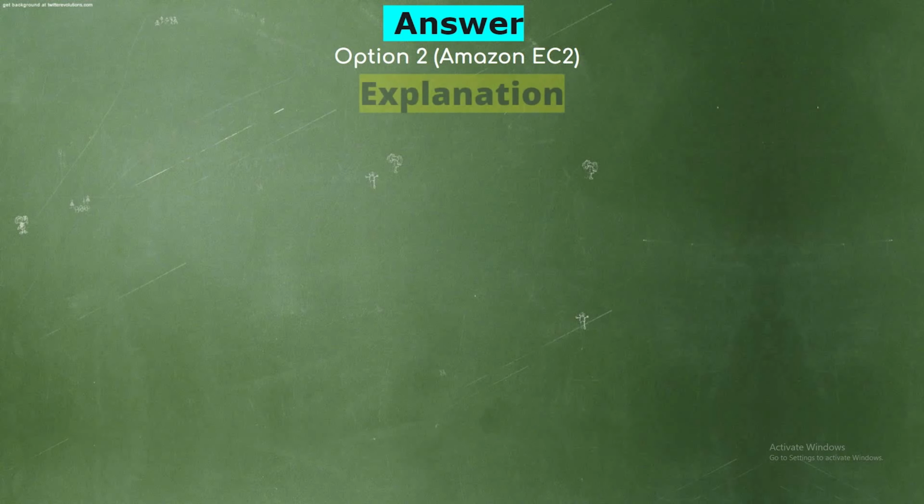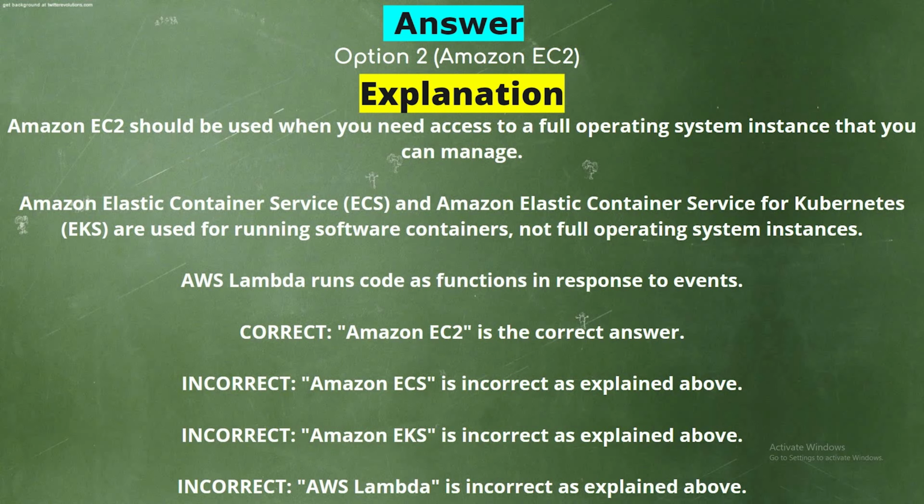Amazon EC2. Explanation: Amazon EC2 should be used when you need access to a full operating system instance that you can manage. Amazon Elastic Container Service, ECS, and Amazon Elastic Container Service for Kubernetes, EKS, are used for running software containers, not full operating system instances. AWS Lambda runs code as functions in response to events. Correct. Amazon EC2 is the correct answer. Incorrect. Amazon ECS is incorrect as explained above. Incorrect. Amazon EKS is incorrect as explained above. Incorrect. AWS Lambda is incorrect as explained above.